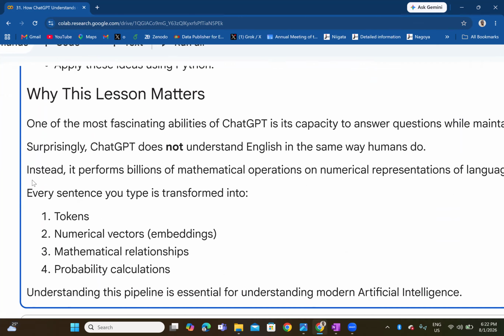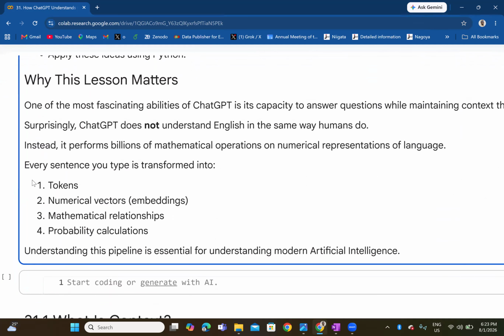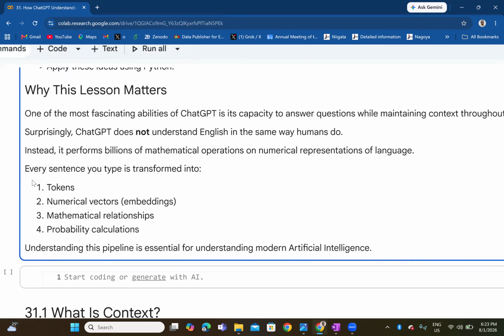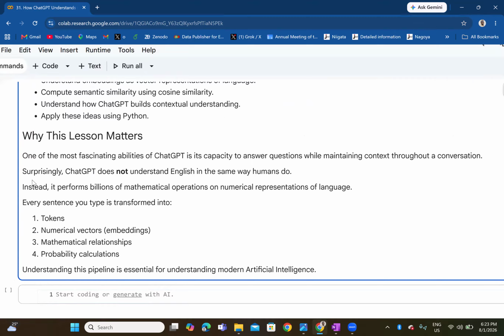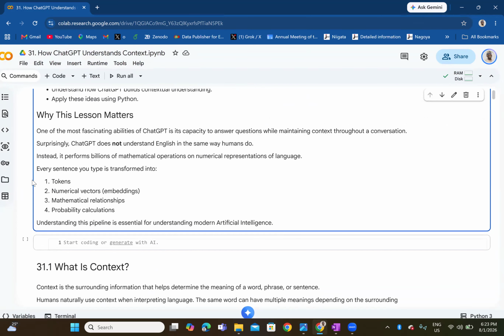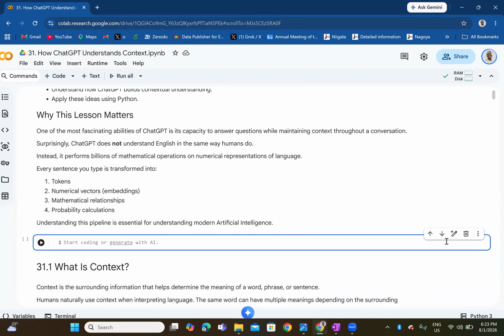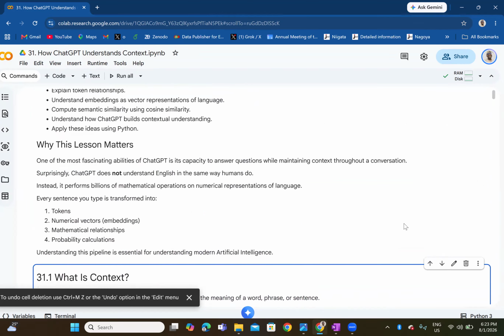So why does this lesson matter? One of the most fascinating abilities of ChatGPT is its capacity to answer questions while maintaining context throughout a conversation. Surprisingly, ChatGPT does not understand English in the same way humans do. I've said that a lot. Instead, it performs billions of mathematical operations on numerical representations of language. We are able to communicate with ChatGPT, and it is able to communicate with us, because we are able to represent language numerically like that.